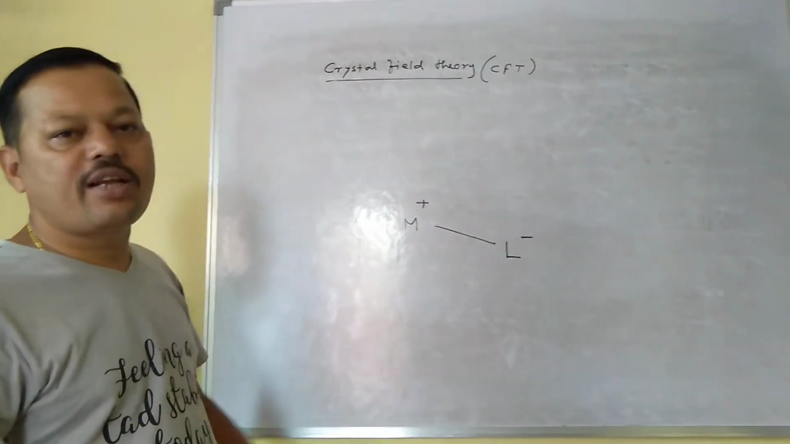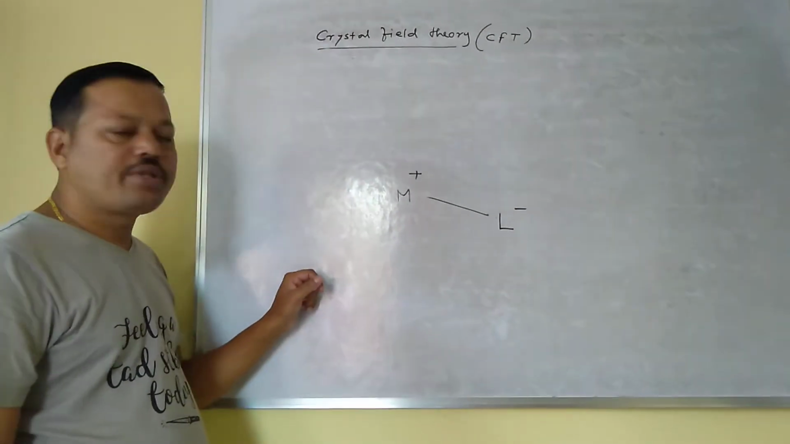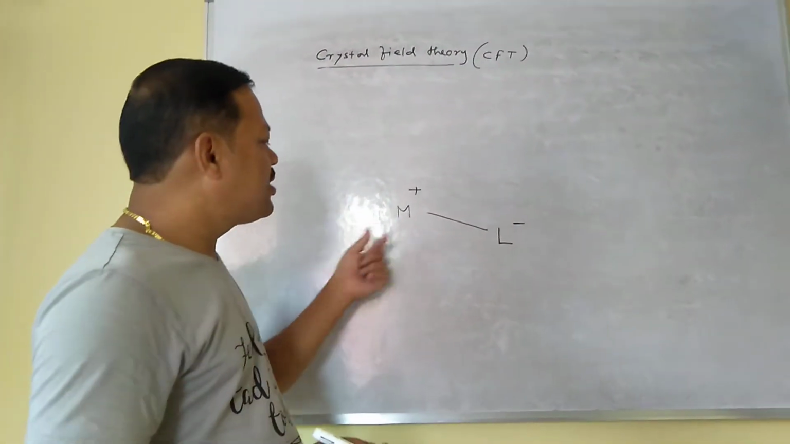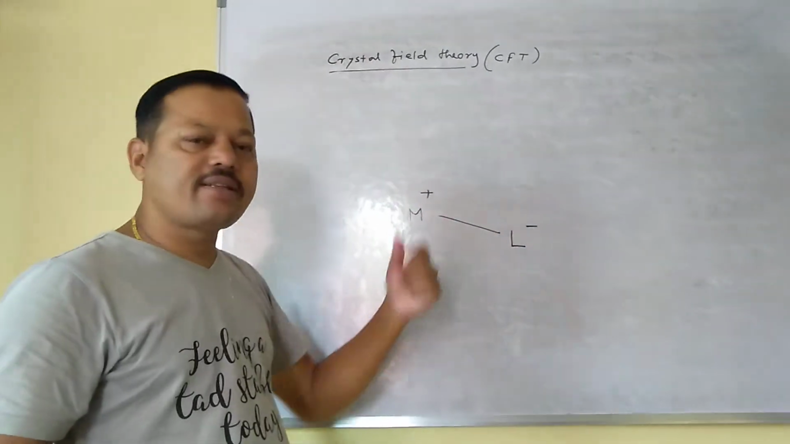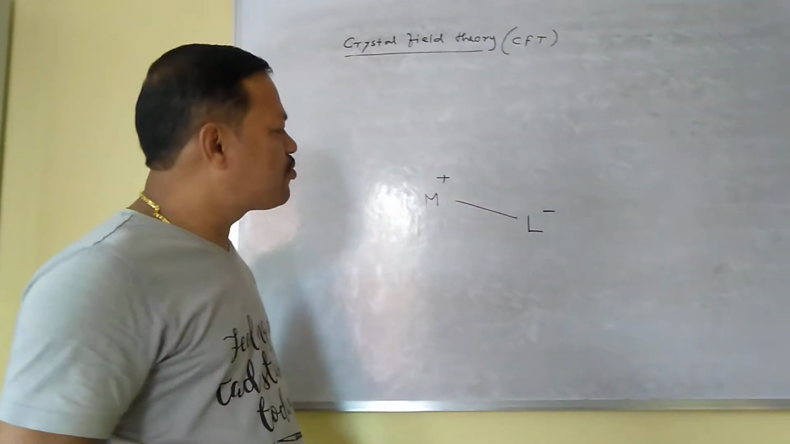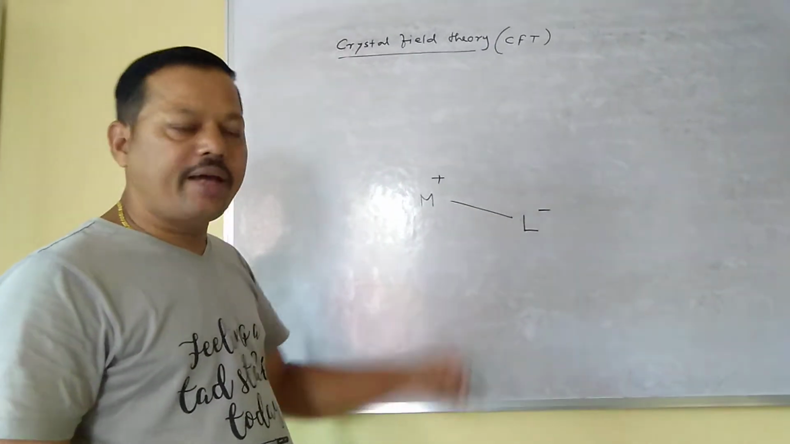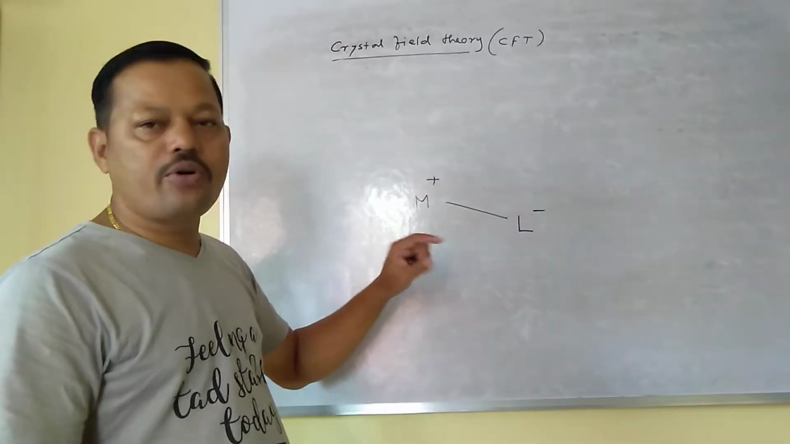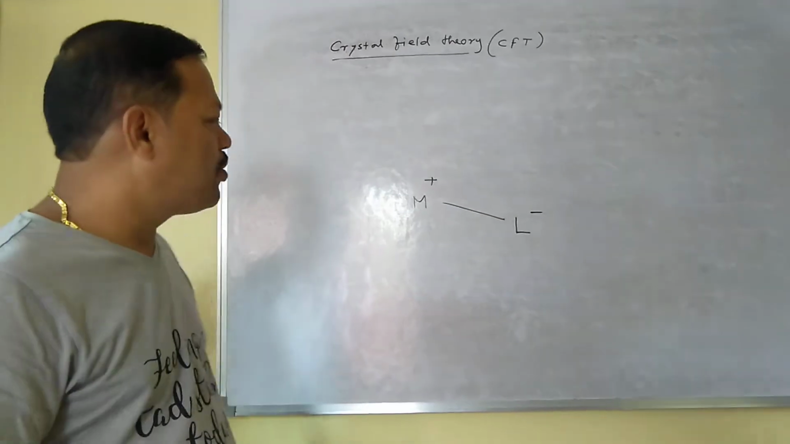So according to crystal field theory, when the metal produces the bond with the ligand, since metals are positively charged, ligands are negatively charged, due to this electrostatic force of attraction, they will form ionic bond. So these are not dative bond. According to CFT, these are ionic bond.